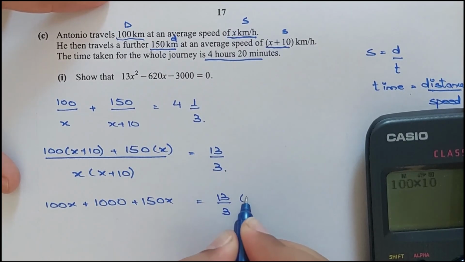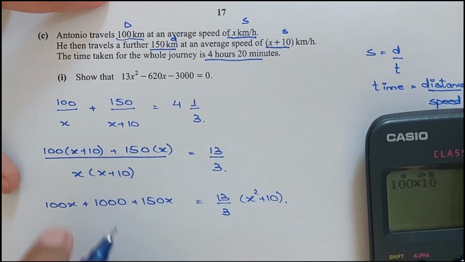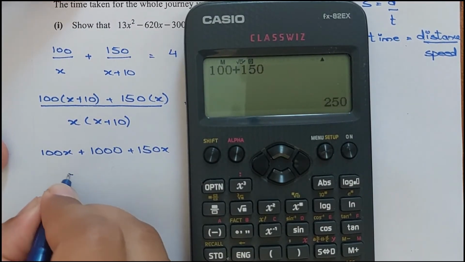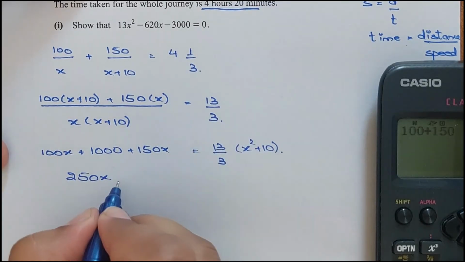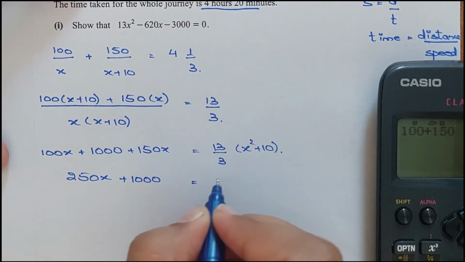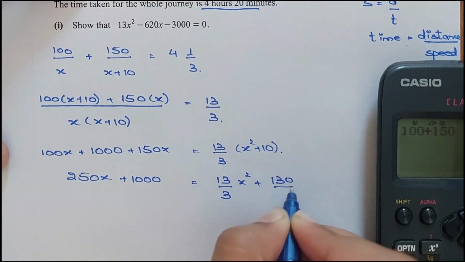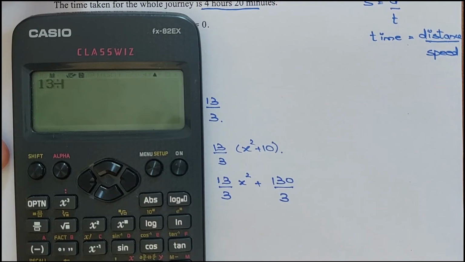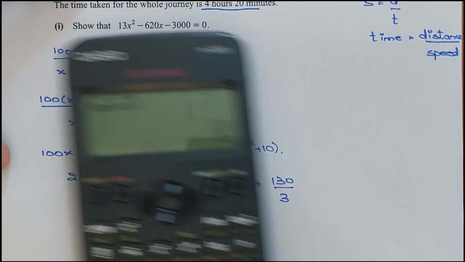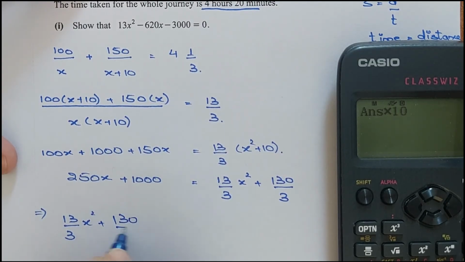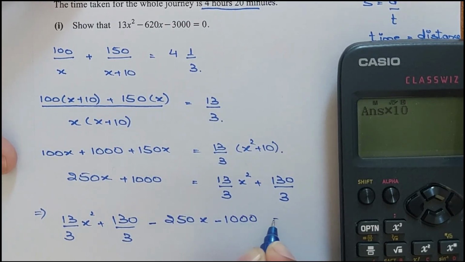x times x would be x square plus 10x. This I did the cross multiplication over here. So 100 and 150 is 250x and plus 1000. This is equal to 13 over 3 x square and 130 over 3, because times by 3. 13 over 3 times by 10, this is 130 over 3, yes. Now shifting all the terms to the left, let's say 13 over 3 x square and plus 130 over 3, and subtract 250x, subtract 1000 equals to 0.